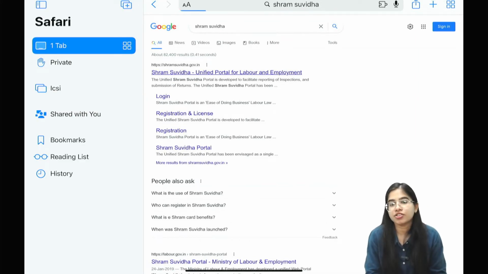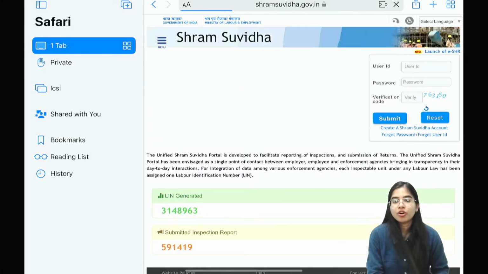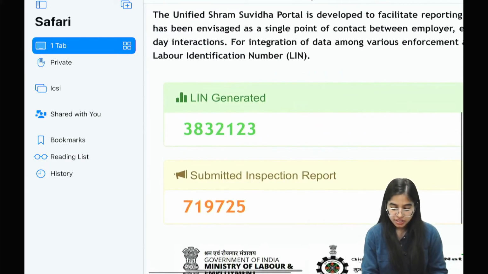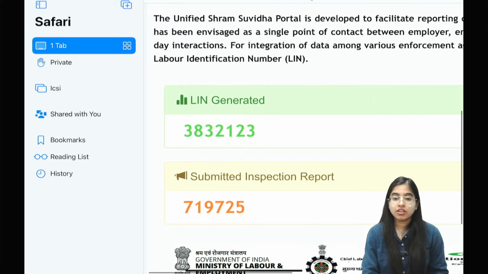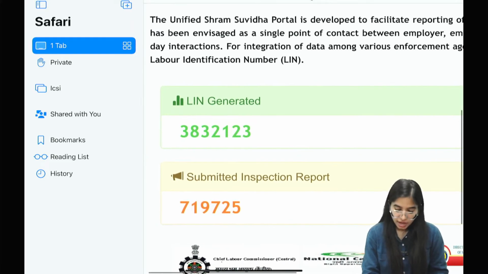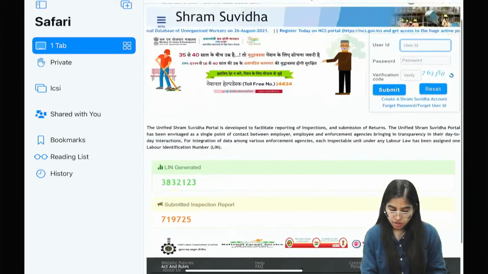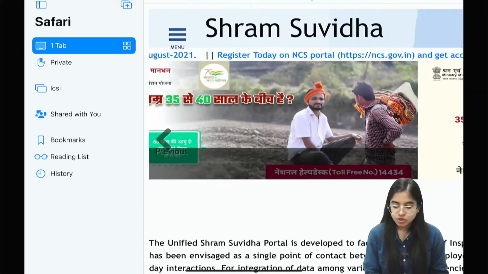This is Shram Suvidha portal, shramsuvidha.gov.in. This is your Shram Suvidha portal. Yes, how many LIN is generated? 38 lakhs, 32,123. And how many reports are submitted under this? 7 lakhs, 19,000. This is your Shram Suvidha portal for one stop solution.